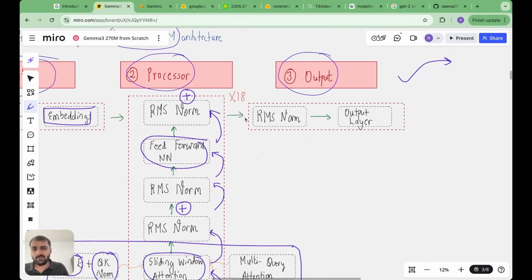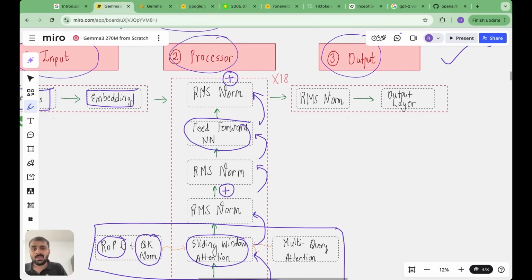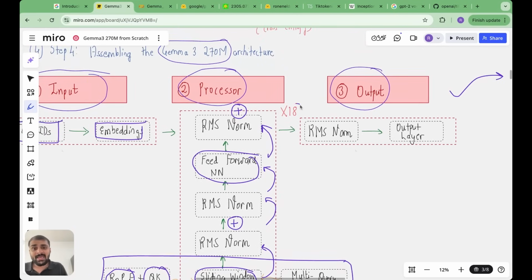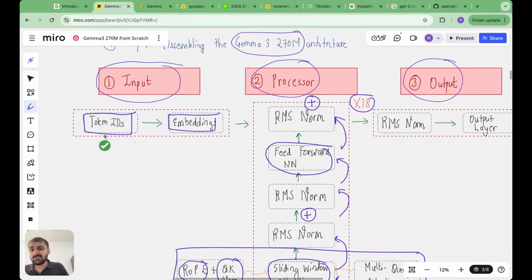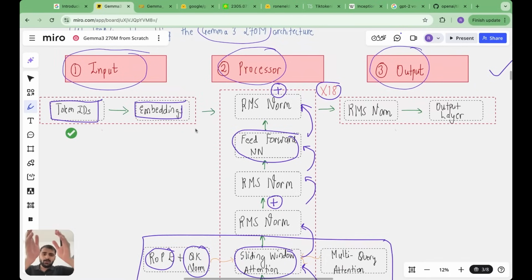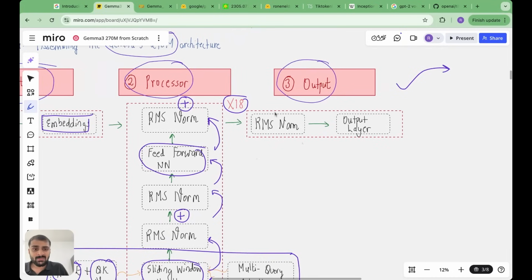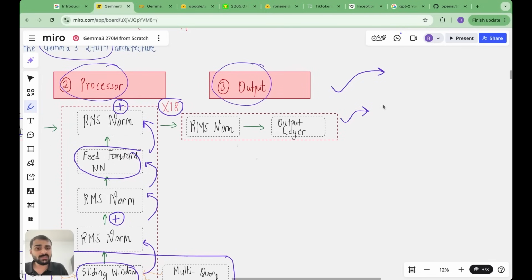And then once we come out of this, remember that this whole thing which I'm showing right now is one transformer block. Gemma 3 270 million had 18 such transformer blocks stacked sequentially, right? So once the input tokens go through the token embedding, they go through one transformer block, then the second, then the third, through all 18 transformer blocks. Then the output comes out, and then they go through the output layer. They go through the RMS norm, and then finally what comes out is the next tokens which are predicted.